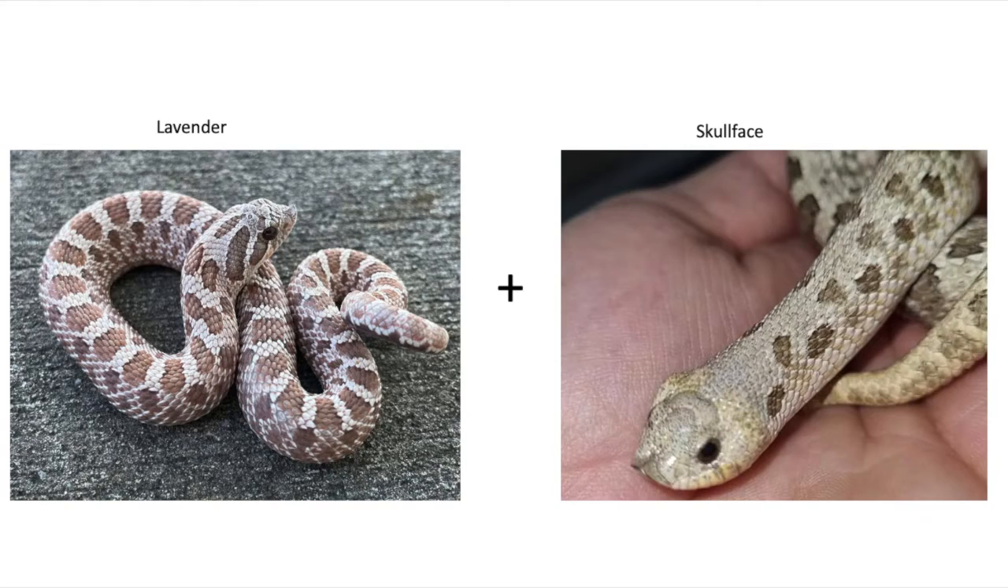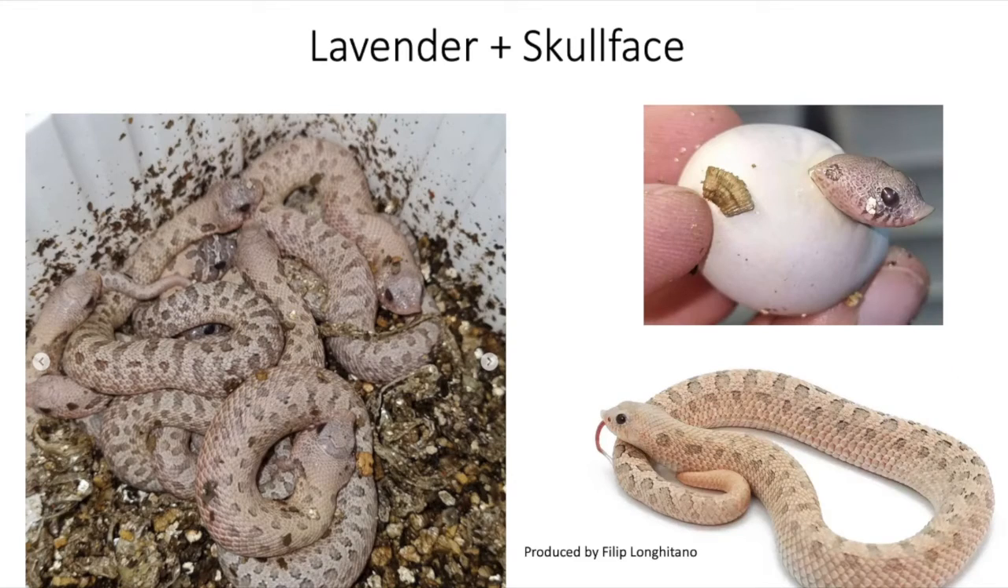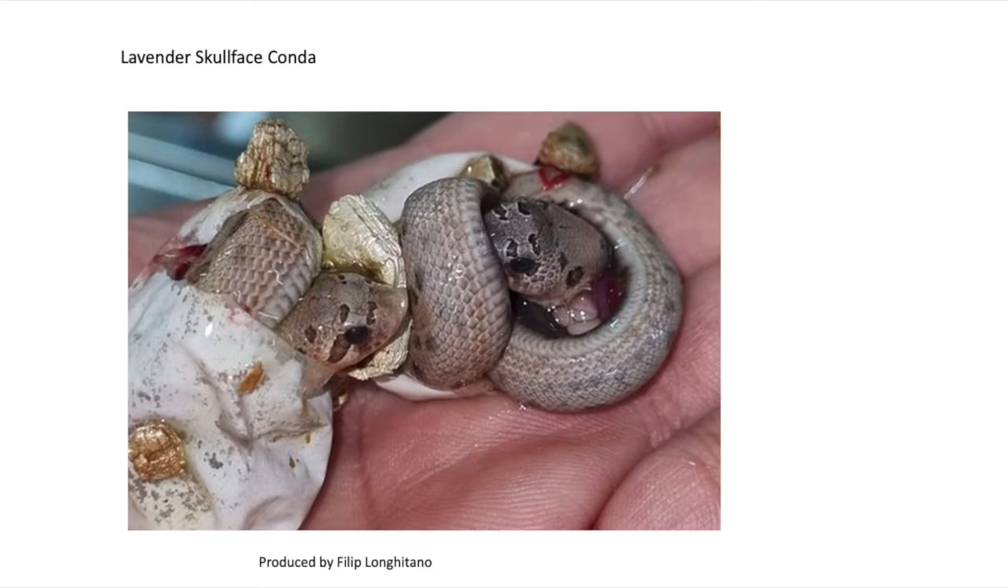Next, we have a new gene that I added to these PowerPoints, the lavender mixed with the skull face. So the skull face is a dominant gene that reduces the head pattern, produced by Philippe over in Germany. So when you combine that, you get lavenders with a missing head stamp. So these are lavender skull face. You see a pile of baby hognose snakes. Some of them are just lavender, but you can tell the ones that have the skull face gene don't have a head pattern. Really cool combination.